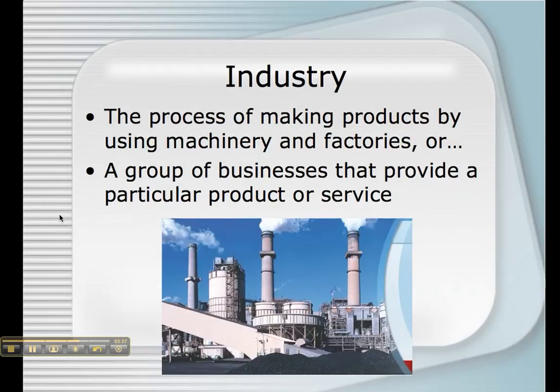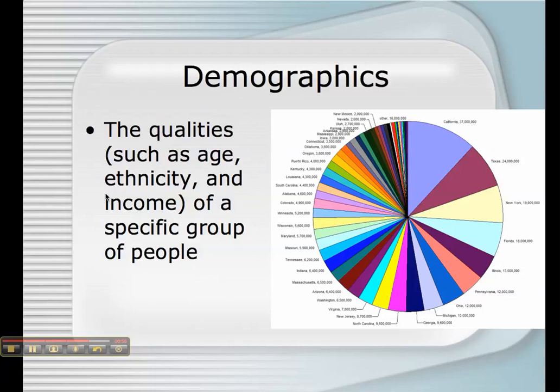Industry. This is a noun that talks about the process of making products using machinery. So factories. Or an industry can be a group of businesses, like the textile industry. Or today we have the computer industry or the television industry. So it can either be making things in factories with machines in general, or it can be a collection of businesses that do the same thing and provide the same service.